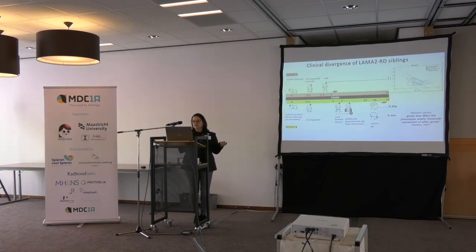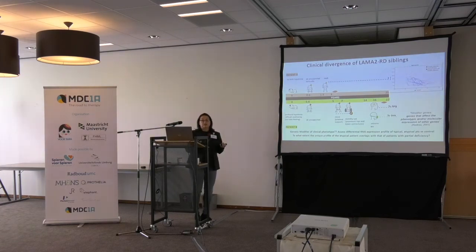So the project now is to try to understand if there are any modifier genes that can affect the expression of the phenotype. We're trying to assess differential expression of other genes, not just LAMA2, because clearly they have the same variant. So are there any other genes that might be differently expressed in the two girls that can explain this variability?